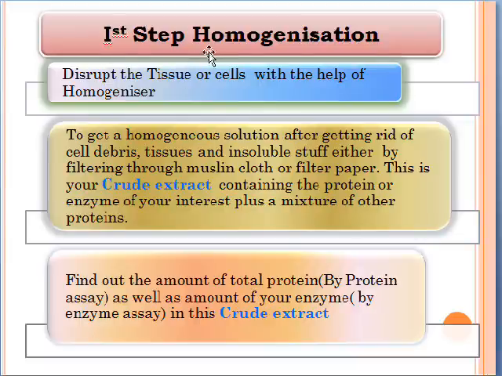The first step for protein purification is homogenization. Homogenization is the disruption of tissue or cells with the help of a homogenizer or kitchen blender. After homogenization, we obtain a filtrate that is called crude extract. Crude extract contains all enzymes and proteins, including the desired protein of interest. In crude extract, we can find total activity and total protein by enzyme assay and protein estimation.